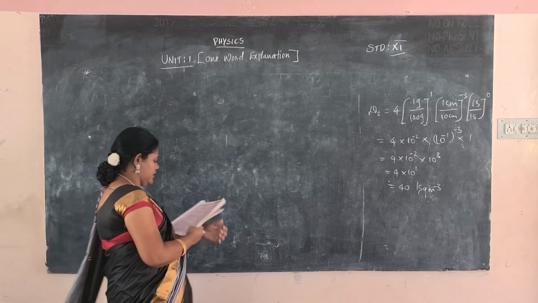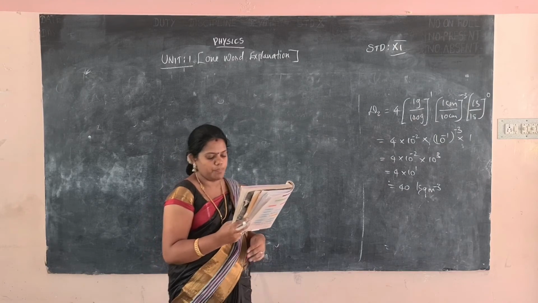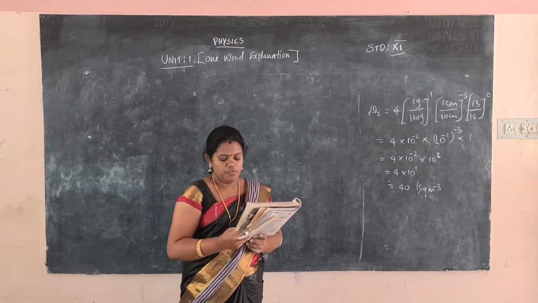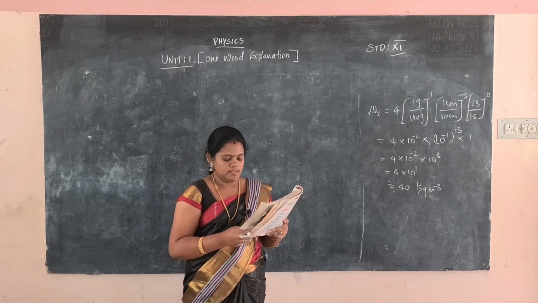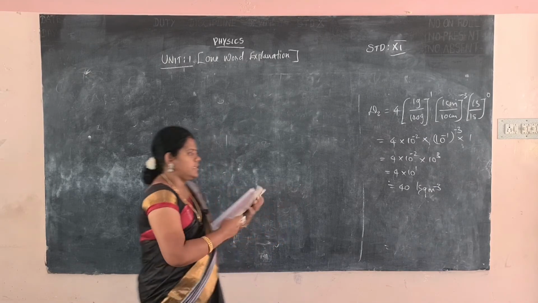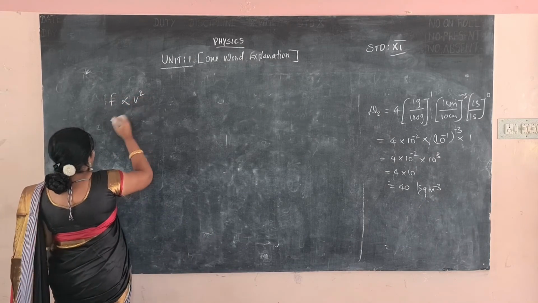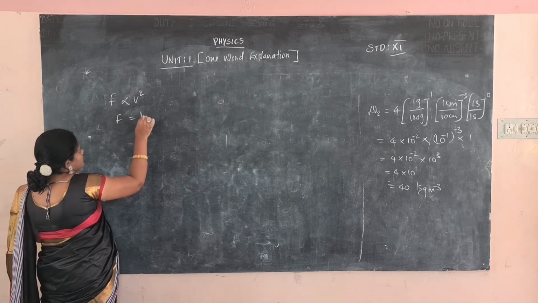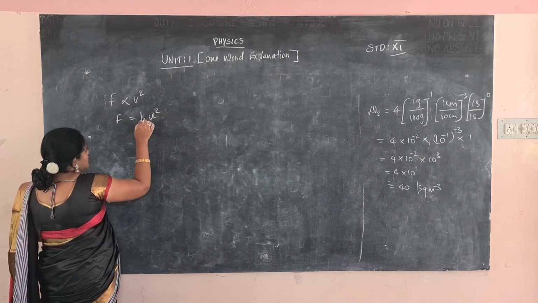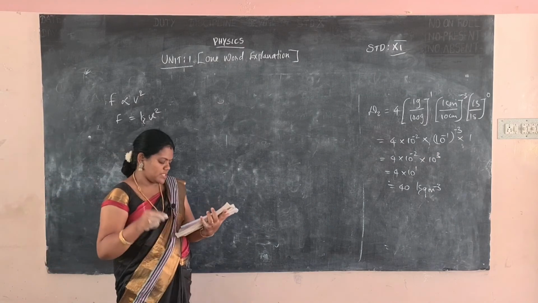Then we will go for the 12th one. What is the 12th question? If the force is proportional to square of velocity, then the dimension of proportionality constant is. Force is proportional to square of velocity. What's the meaning of that? Proportional means F proportional to V square. Automatically, the proportion will be cancelled by applying one constant, that is K into V square. In this problem, we want the dimension of proportionality constant.